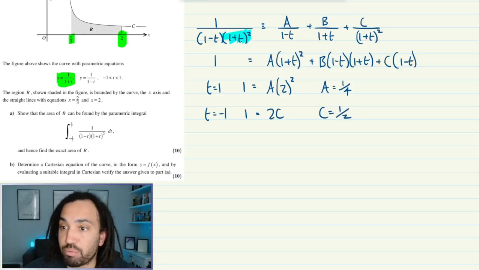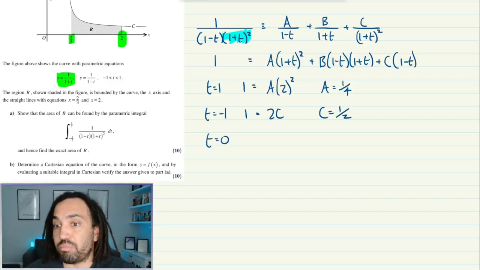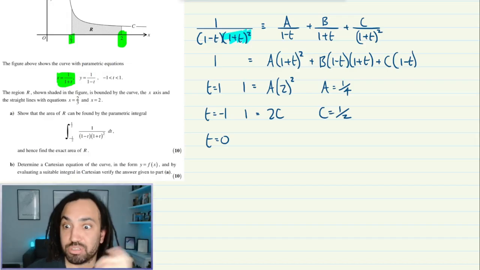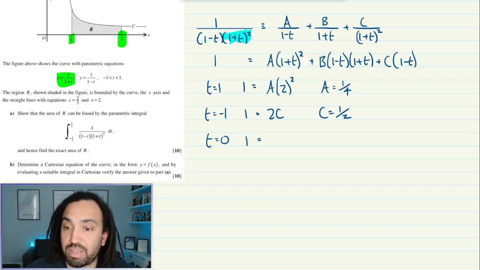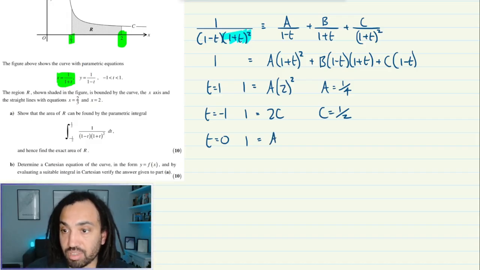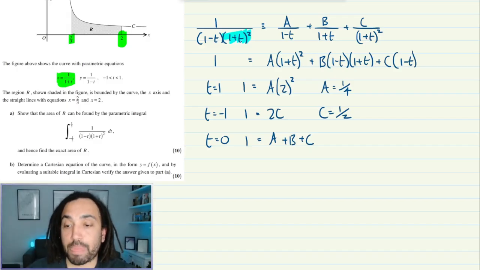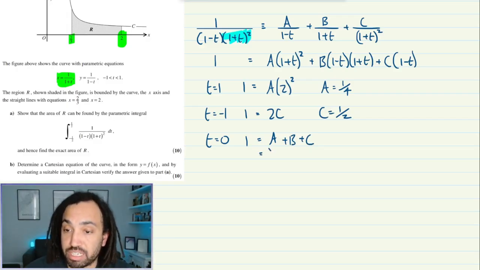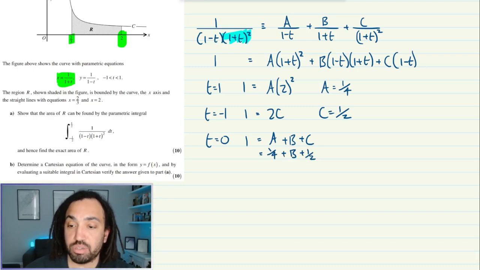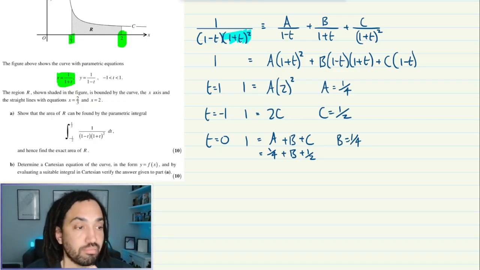And then finally, we've got no other brackets that we can knock out because we've used all of them up. So we just sub in the easiest number possible, which is 0. And that is going to give me an a. It will give me b. And it will give me c. And then I know that a already is a quarter. And I know that c is a half. So all in all, that means that b must also be a quarter. So they all add up to 1.